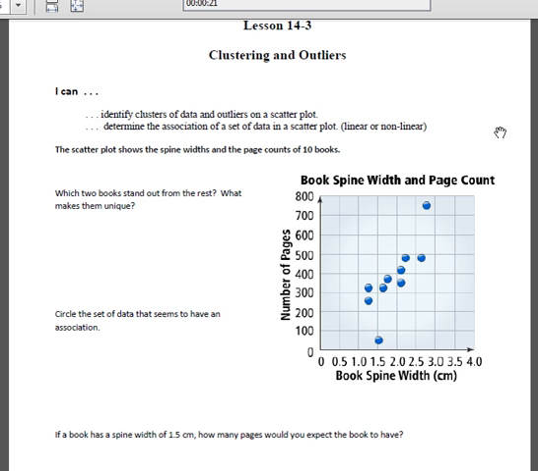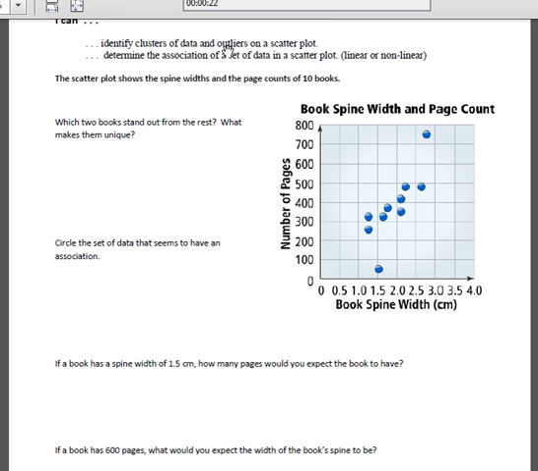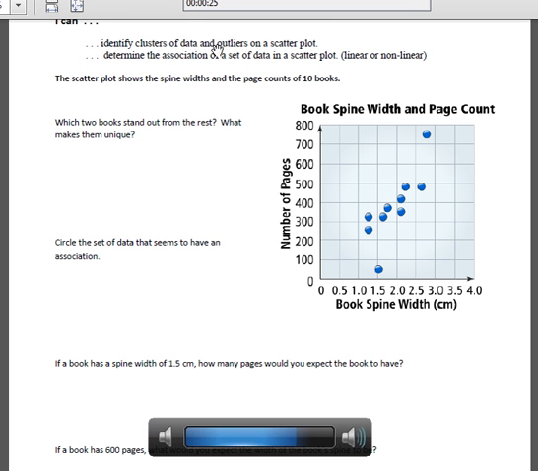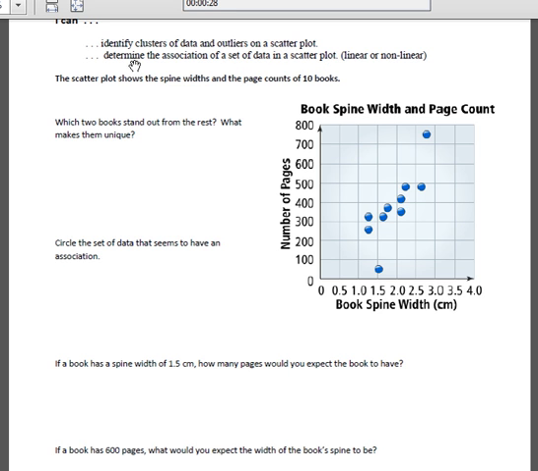Okay, the learning targets are: I can identify clusters of data and outliers on a scatter plot, and I can determine the association of a set of data in a scatter plot, either linear or nonlinear.